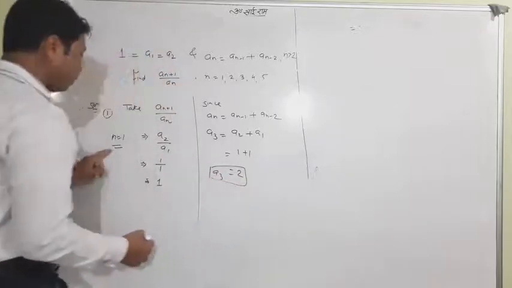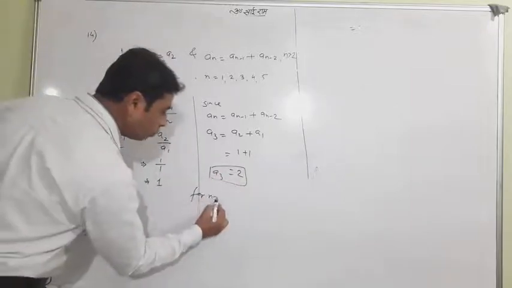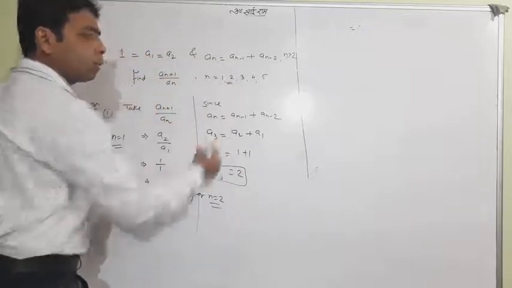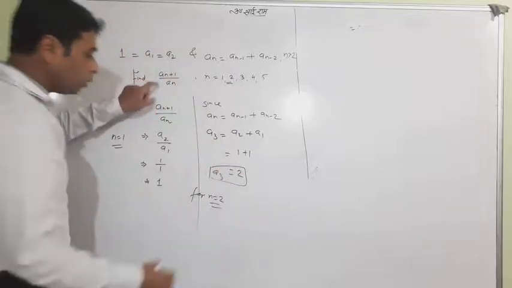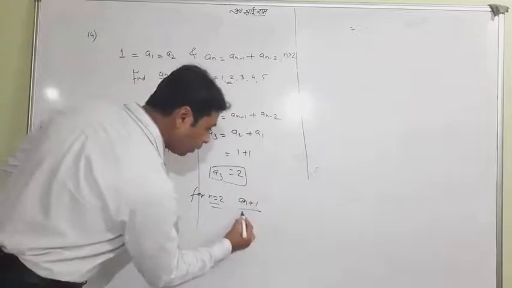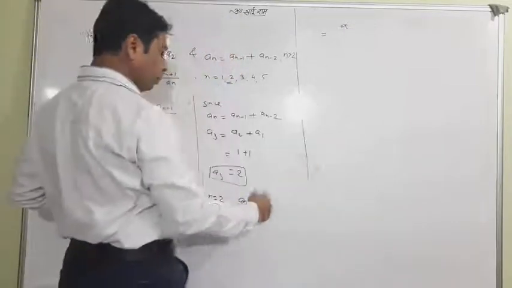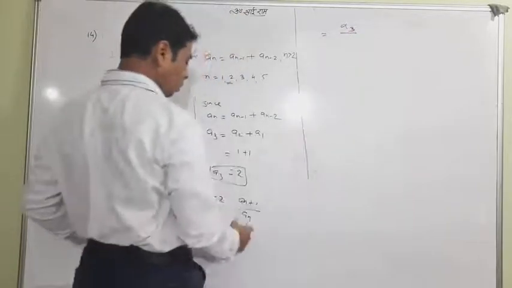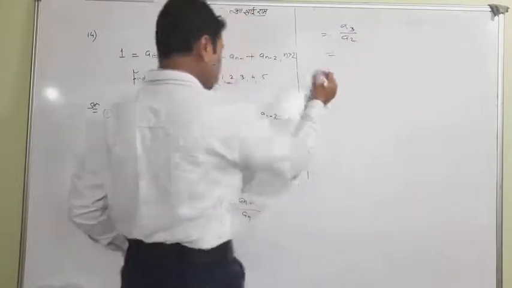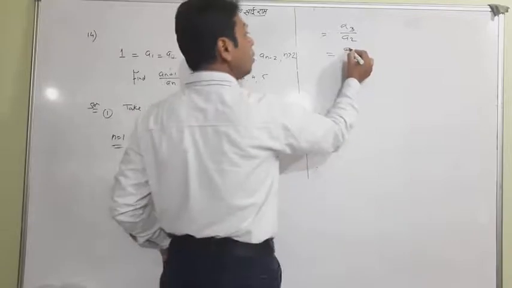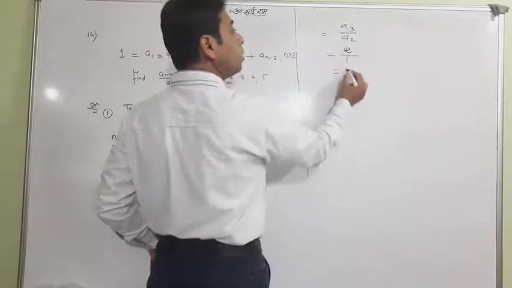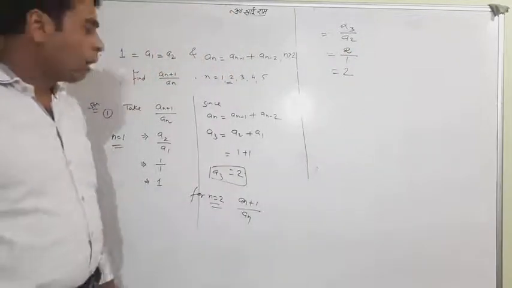Now you can go with n equal to 2. You want to find this value. For n equal to 2, what will it be? an plus 1 upon an. So an plus 1 meaning a3 upon a2. And a3 you got 2. 2 upon 1, this is 2. So this is the answer. Hope you have got it.